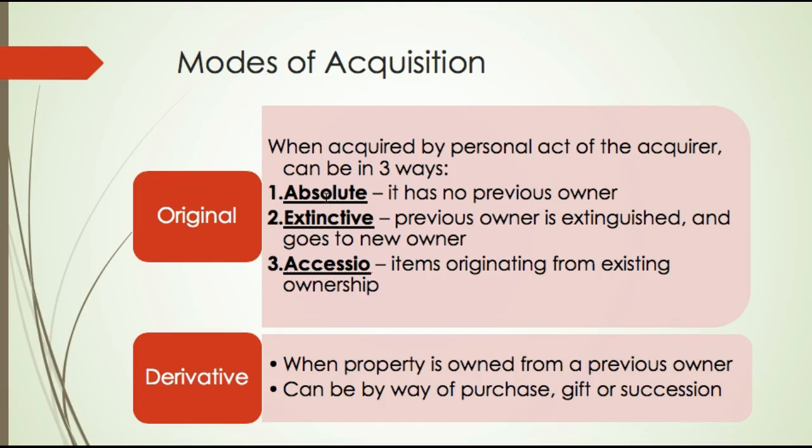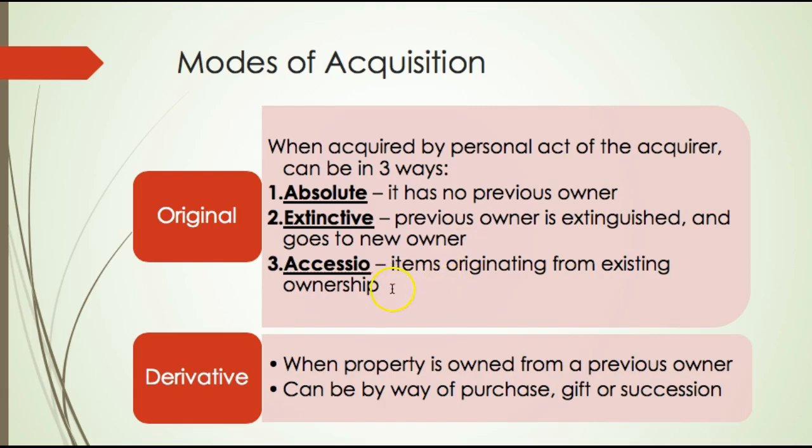You're the owner. Now the second way of original acquisition is where the previous owner's right is extinguished and the property goes to a new owner. Normally this comes in the form of a court ruling, whereby that property had an owner before, but due to the rights having been eliminated or extinguished, you get the right from that court order in order to become the new owner.